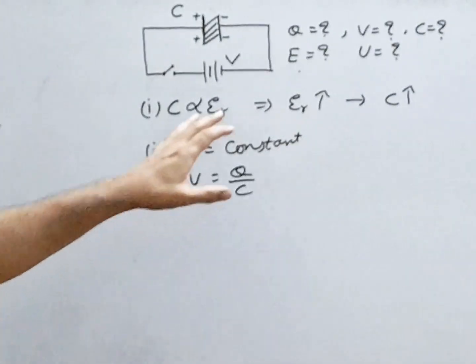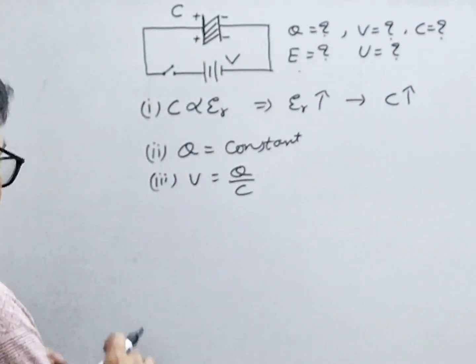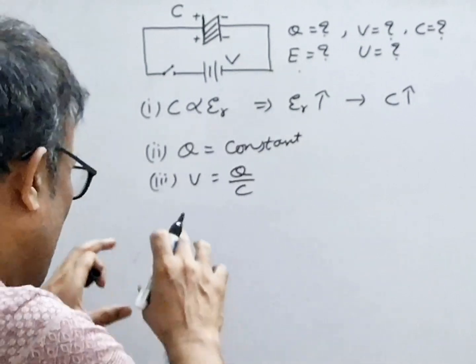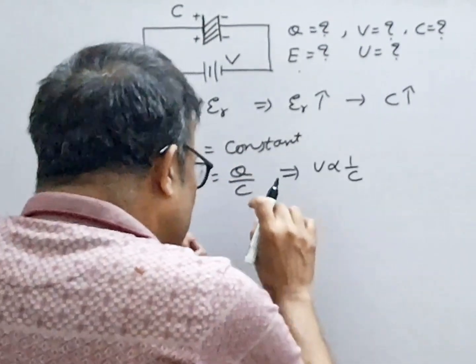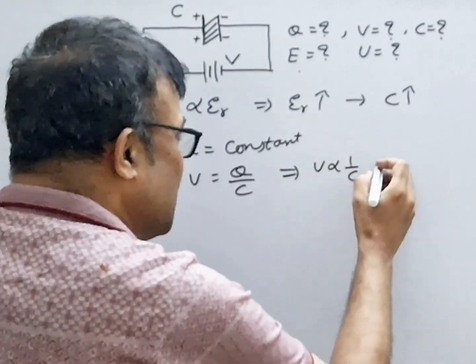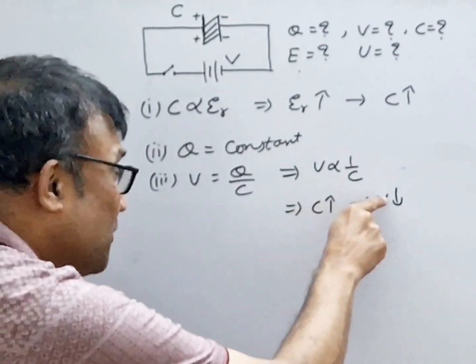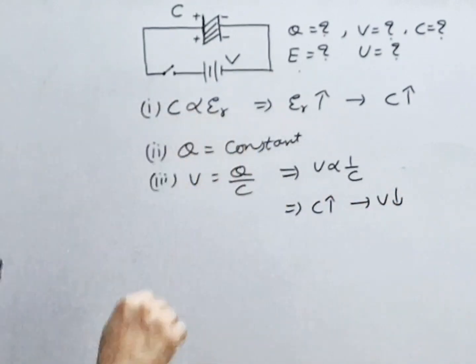Now the next quantity is potential difference between the plates of the capacitor. The formula for the potential difference between the plates of the capacitor is Q by C. Here we know that charge is constant. It means V will be inversely proportional to C. As capacitance is increasing, therefore the potential difference across the plates of the capacitor will decrease.